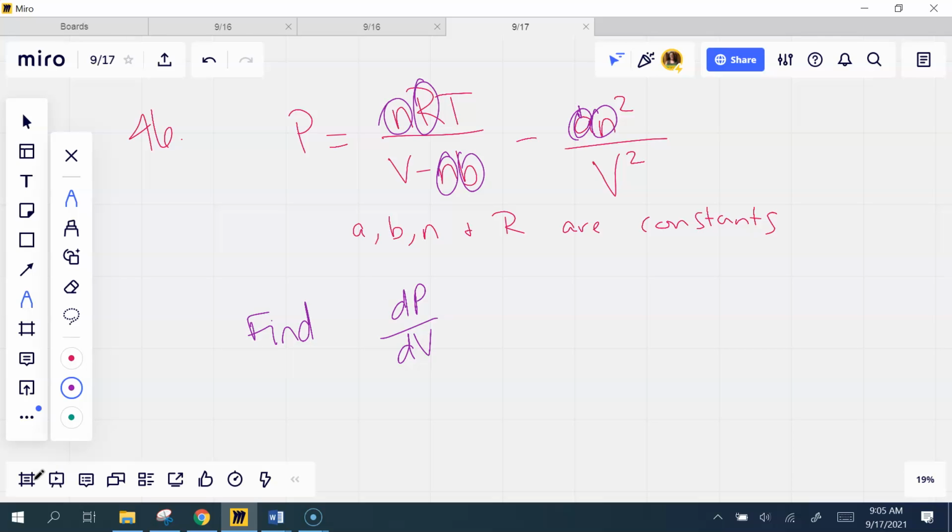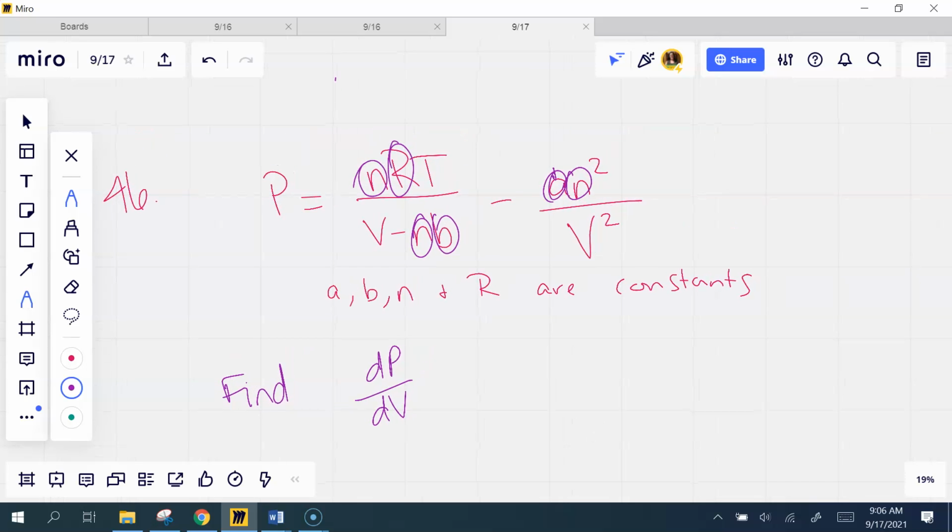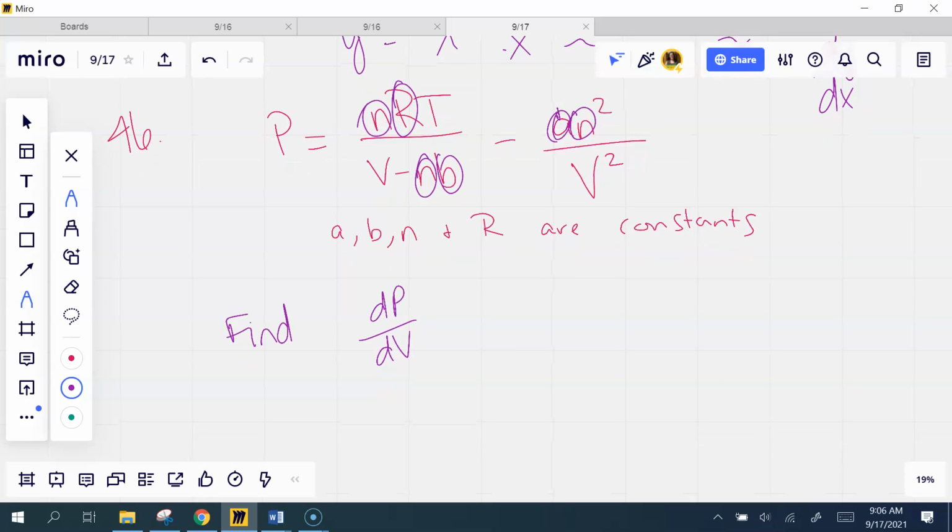What the heck does that mean? The derivative of P with respect to V. That's exactly right. What we have been doing, we have an equation y equals something in x, and we find dy/dx, the derivative of y with respect to x. Now we're going to find the derivative of P with respect to V. V is the variable that I'm finding the derivative with respect to. That's the one I'm changing things on.